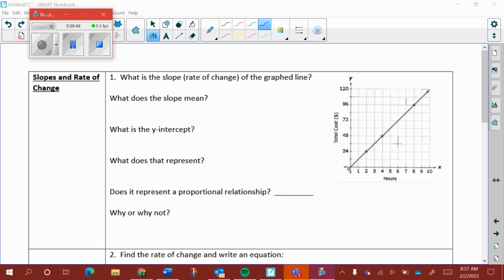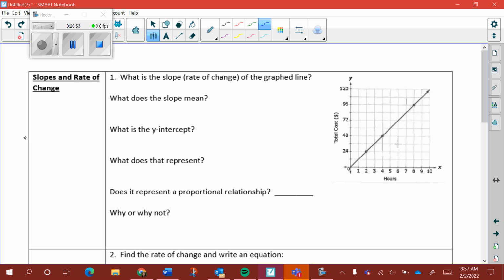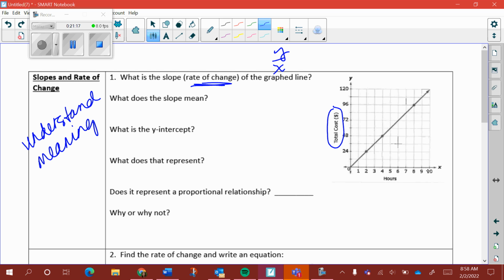And then we have slopes and rates of change. So we're looking at what they actually mean. We want to understand the meaning. So what does slope mean? Okay, well, the slope is going to be like a proportion. So it's a rate of change. Slope is the rate of change. And it's going to be the y value over the x value. So look at your y value here. It's a total cost, and the x value is your hours. So it's going to be the cost per hour, y over x. So it's going to be the cost per hour.